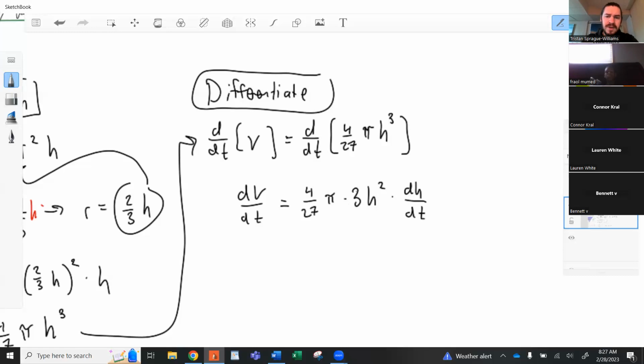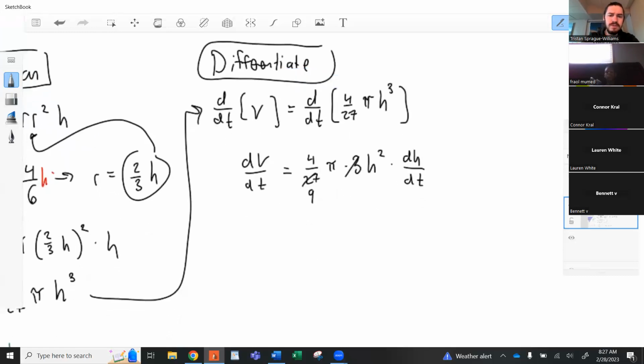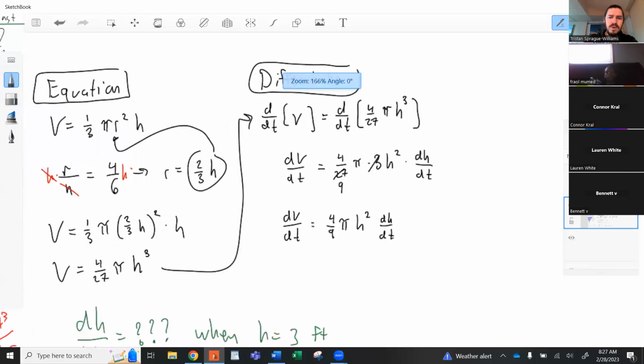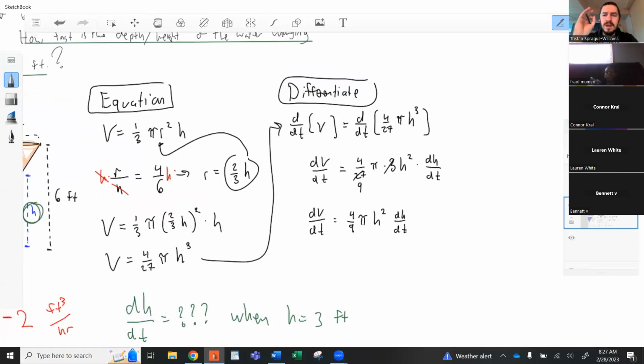So there's a little bit of simplifying here. 3 goes into 27 9 times, so that goes back to 4/9. So now we have our new equation, 4/9 pi h squared, and then times dh over dt. That is our new equation that relates the rates of change to one another.